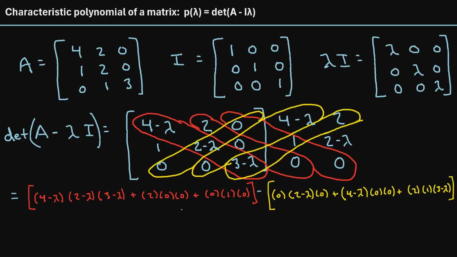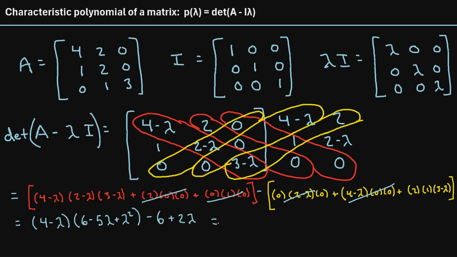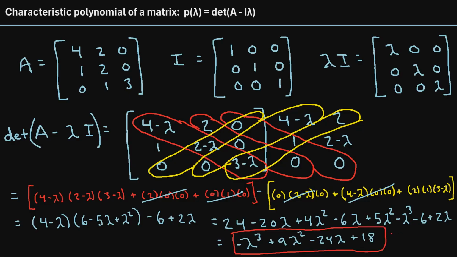So then we need to simplify this entire expression. We'll notice that this turns out to be 0, this turns out to be 0, here's another 0, and here's another 0. So here's what we're left with. And then if we simplify a little bit more, we're left with this expression. And then lastly, if we combine like terms, we'll end up with this characteristic polynomial. So this will be our final answer.